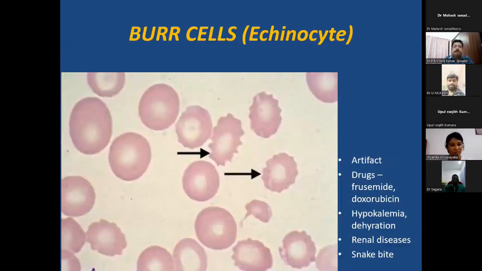Then Burr cells are almost the same as acanthocytes, but if you examine the periphery of the cell, there are no cones or horns, but the periphery will be wavy in nature. They are known as Burr cells. Sometimes Burr cells occur as artifacts. If one or two, or three or four Burr cells are found in a blood smear, do not worry, just ignore it. Drugs such as furosemide and doxorubicin can produce Burr cells. Also hypokalemia and dehydration. Here also, the same as in kidney diseases, Burr cells can form. Then in snake bites, kidney disease generally occurs and Burr cells are very common.